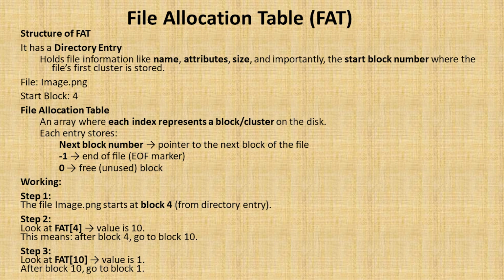We will see the working of this file allocation table. The first step: the file name is image.png. The starting block allocated is 4. The second step: block 4 contains the value 10. It means that we have to go to block 10. And the third step: block 10 contains the value 1, which means that next we have to search in block 1.